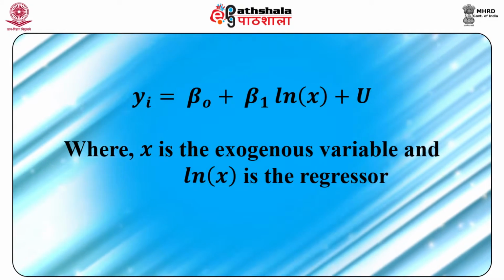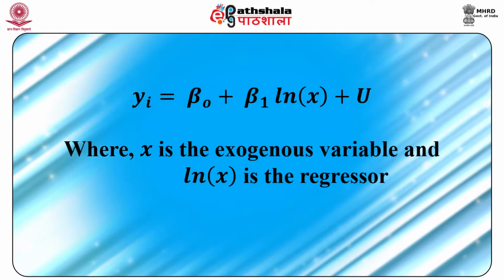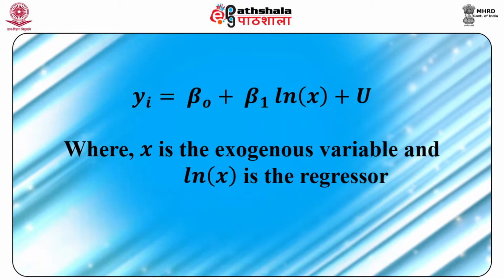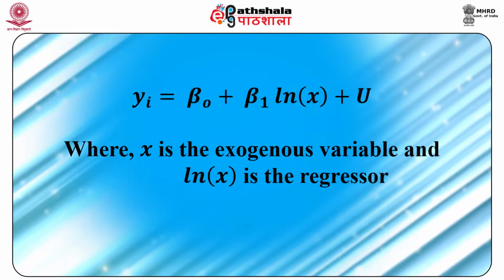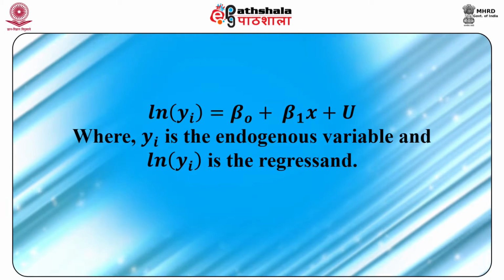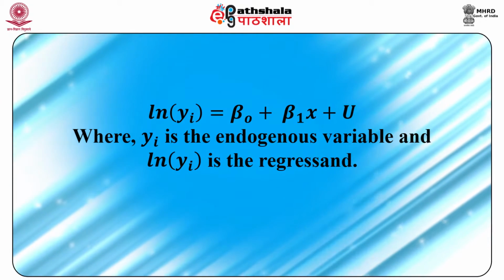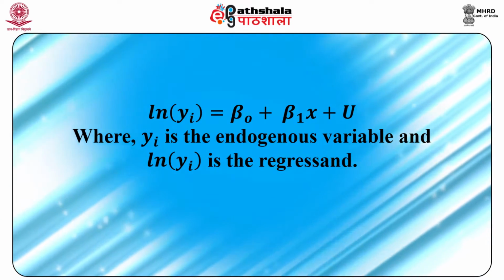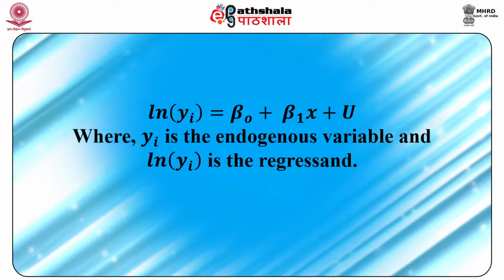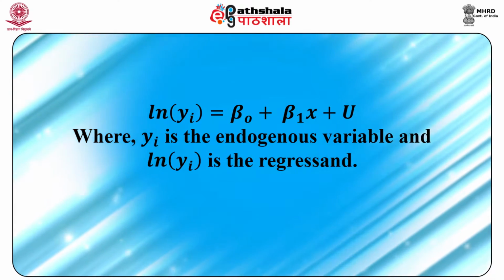So, let us presume that yi is equal to beta 0 plus beta 1 ln x plus mu i, where x is again the exogenous variable and ln x is the regressor. Now, take another regression model where we may have ln yi equal to beta 0 plus beta 1 xi plus mu i, where now yi is the endogenous variable and ln yi is the regressand.